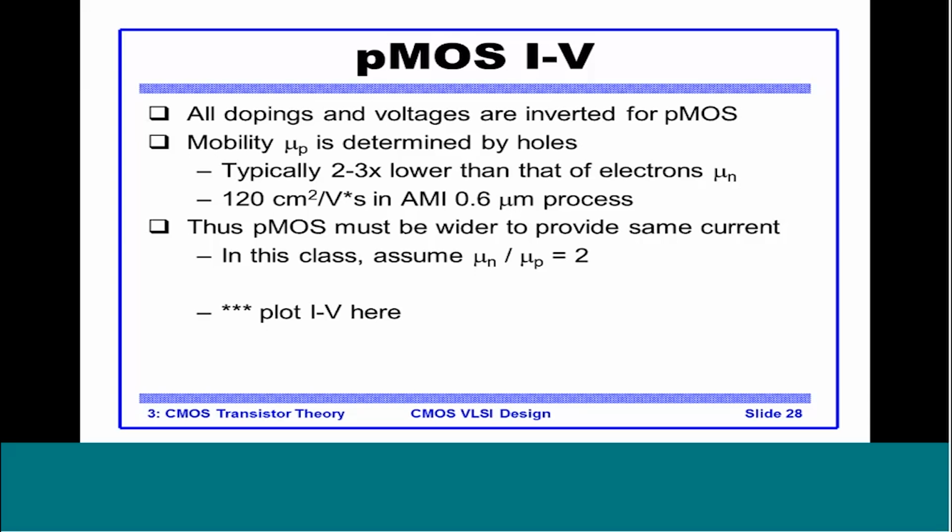So for a PMOS to conduct the same amount of current as an NMOS, the PMOS should be made wider. As discussed in the first class, for discussion's sake, we assume that the mobility of electrons is twice the mobility of holes. So we would make PMOS twice as wide as NMOS to conduct the same amount of current.